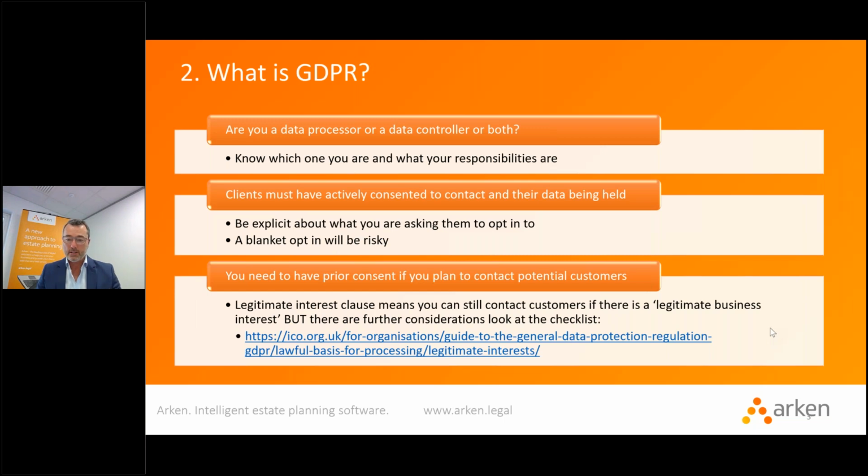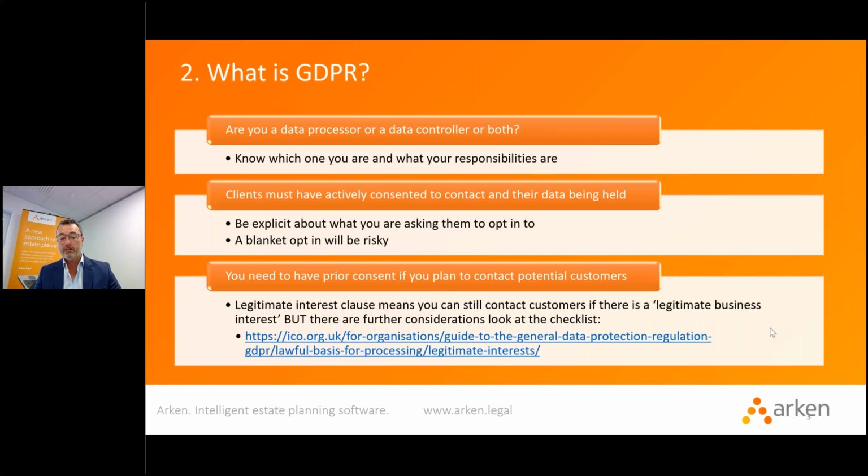Now, here's a couple of things around this. Legitimate interest could be your legitimate business interest. It could be the individual's legitimate business interest. So it's not necessarily that they have shown you interest, but that's the most likely cause. But at all times, you must have the interest of the individual in mind. Now, as I say, there's a whole lot of other caveats and conditions around that, so do have a look at that checklist.